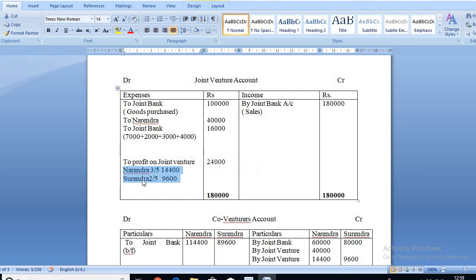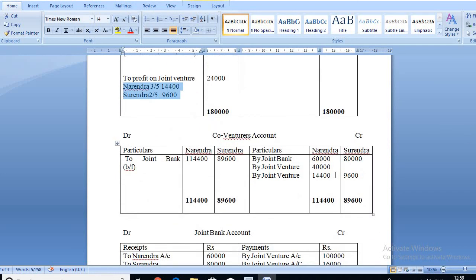Narendra and Surendra are debited, so in the Narendra and Surendra accounts, make a credit entry. Narendra 14,400 and Surendra 9,600. The name should be joint venture, because the profit was earned in the joint venture account. That's why 'by joint venture account'.